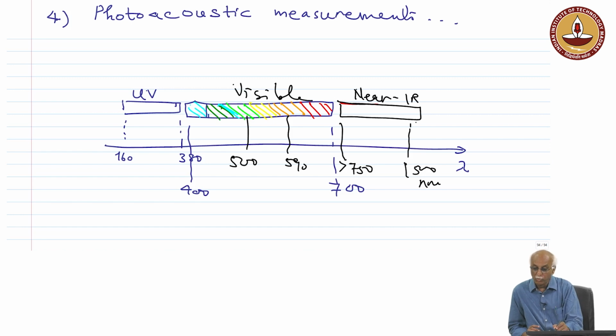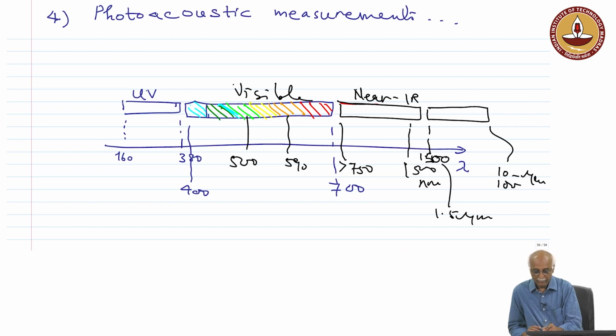Then above 1.5 micrometer is the mid infrared range, that is, 1500 nanometer, so 1.5 micrometer to maybe 8 or 10 micrometer. Okay. So, 10,000 nanometer is the mid infrared range, and then the far infrared range goes up to maybe tens of micrometers. Okay.